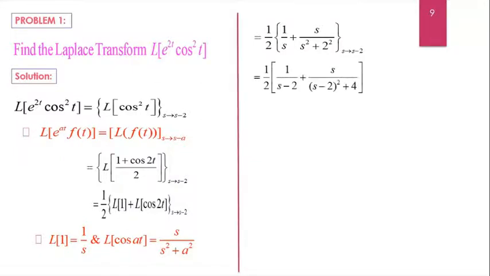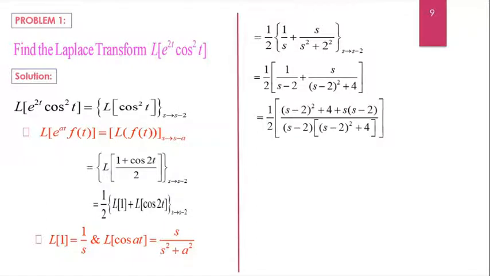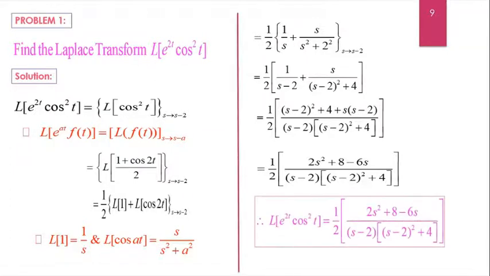Now we replace the value of s by s minus 2 and we get 1/2 into 1/(s minus 2) plus (s minus 2) divided by (s minus 2) the whole square plus 4. When we simplify, we get 1/2 into (s minus 2) the whole square plus 4 plus s into (s minus 2) divided by (s minus 2) into (s minus 2) the whole square plus 4. When further simplified, we get 1/2 into 2s square plus 8 minus 6s divided by (s minus 2) into (s minus 2) the whole square plus 4.